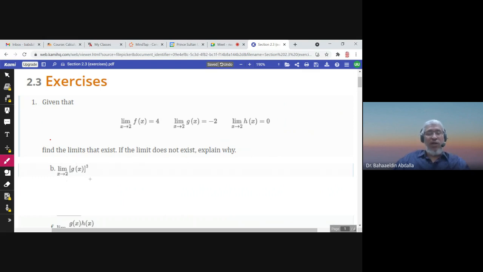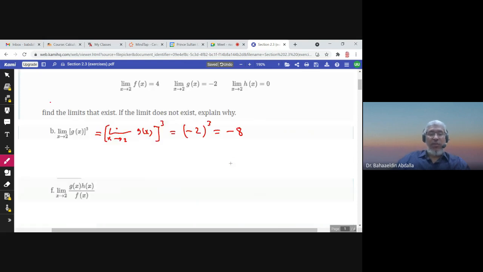Now find this limit. Well, we have seen that the limit can go inside parentheses. So we can write this limit like this. And now we have limit g of x when x approaches 2. It's given in the question. So the answer is -8.